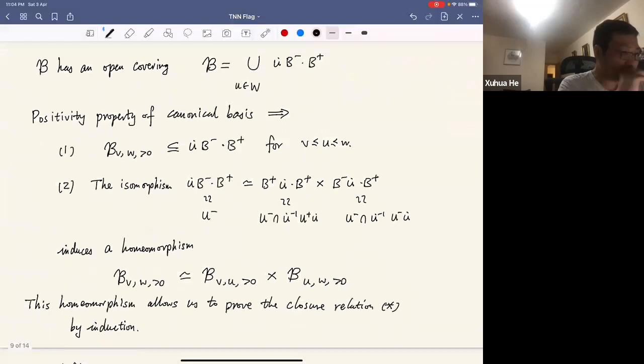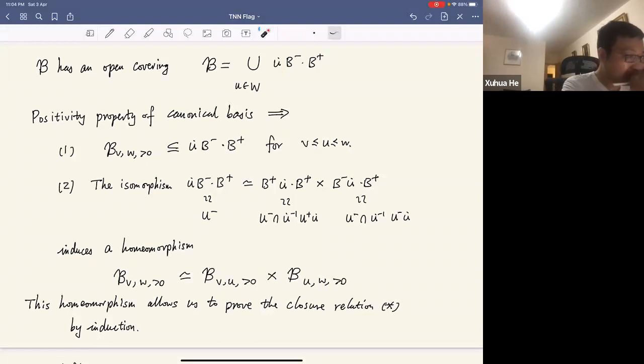So what we're going to do is the following. We know that the flag variety also has a canonical open covering. This open covering is indexed by the Weyl group elements. We know that the B minus orbit of the base point, B minus acting on B plus, is open. Then we just shift this by the different Weyl group elements.